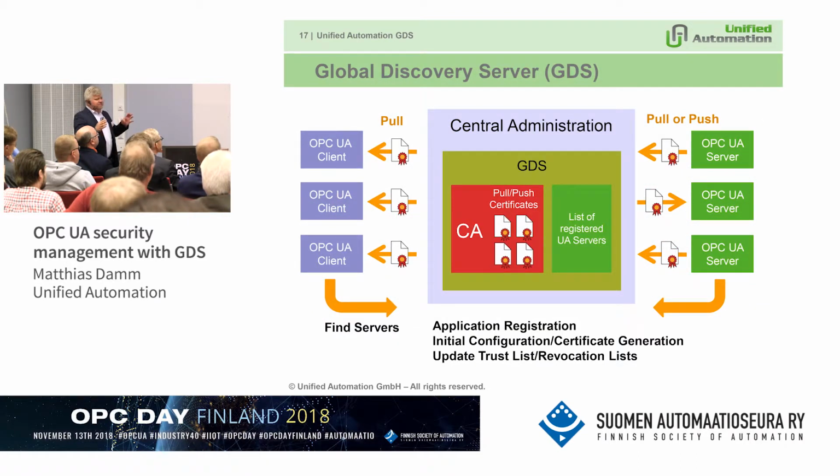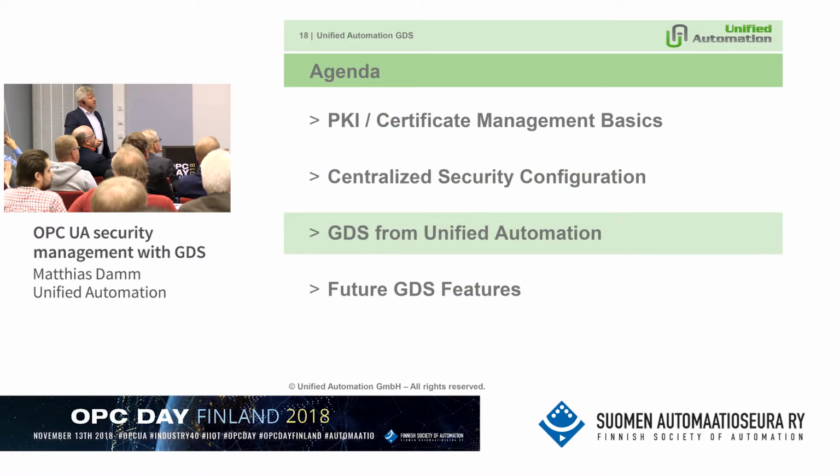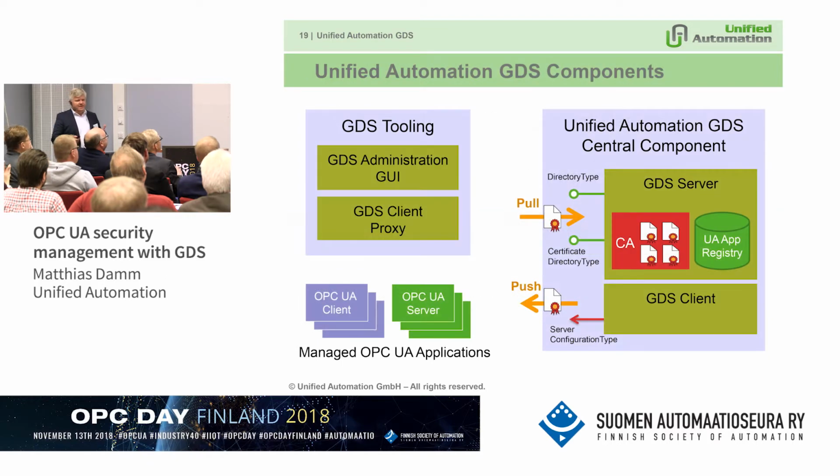So a GDS, from the OPC UA standard point of view, encapsulates a certificate authority with the OPC UA interface and an application registry, and there's a pull model and a push model for clients and servers. So what we started at Unified Automation is developing a product that is then used to manage these applications in a standalone installable product.